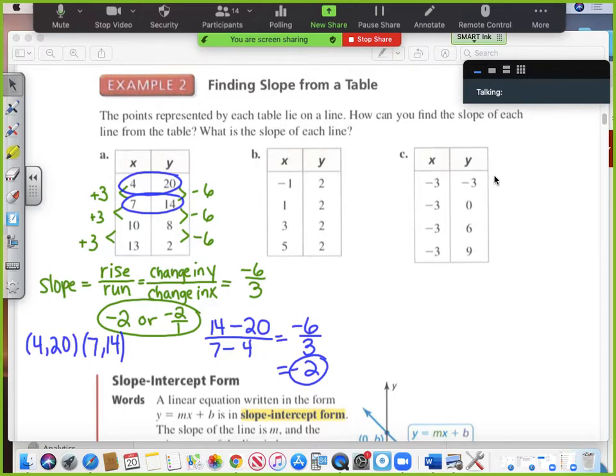When you divide by 0, put it in your calculator. Do 6 divided by 0. Tell me what you get. It says error. Divide by 0. That means that it's undefined.